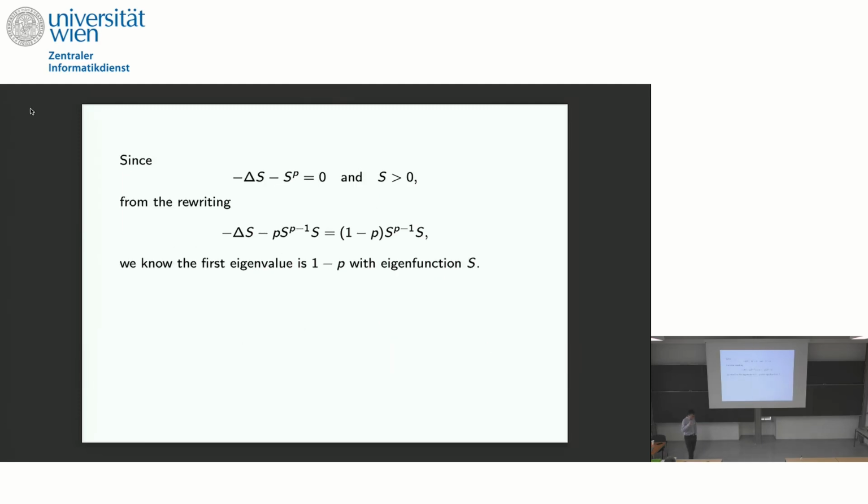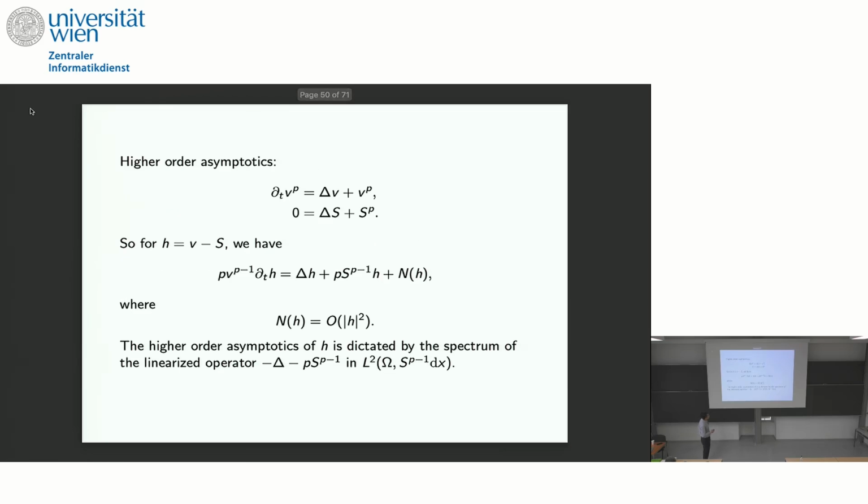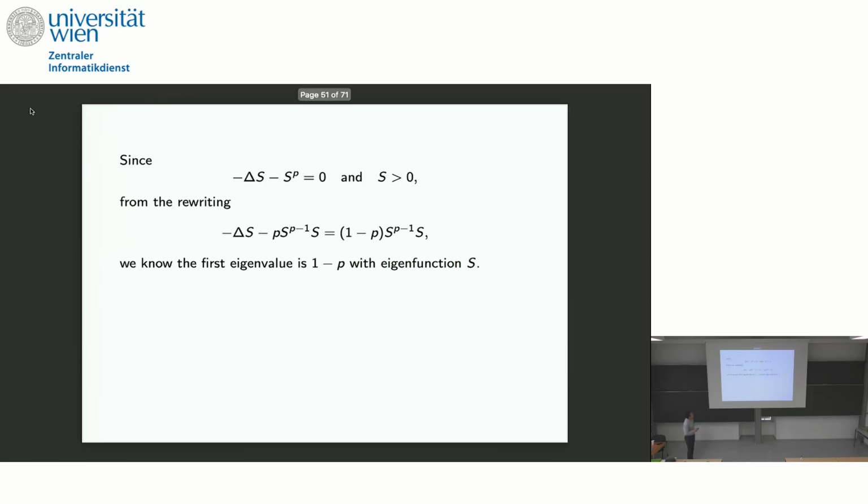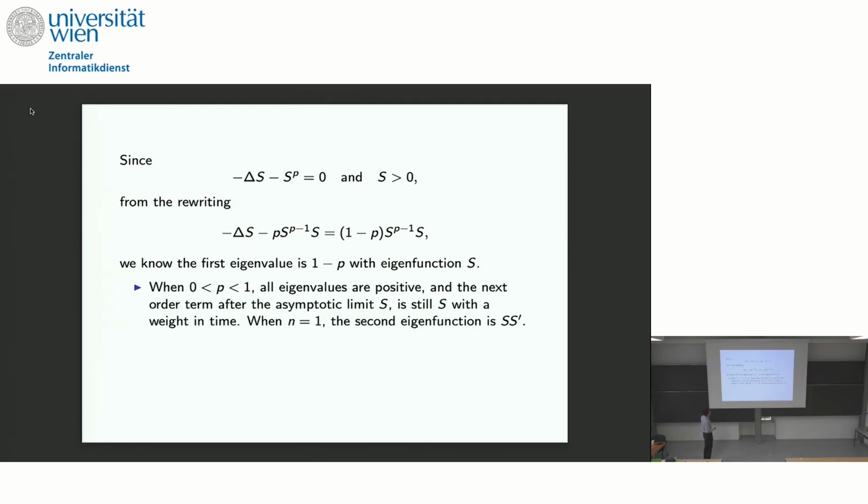So then how to find the spectrum of this linearized operator? Okay, so S is a steady state. We can rewrite it as, the left-hand side, you think of this as the linearized operator. You plug in S there, and the right-hand side will still be this. So from here, you can see that S will be a non-negative eigenfunction. Therefore, 1 minus p is the first eigenvalue of this linearized operator. And now, when p is less than 1, 1 minus p is positive. So we know the first eigenvalue is already positive. Okay? So the convergence rate will be dictated by this 1 minus p.